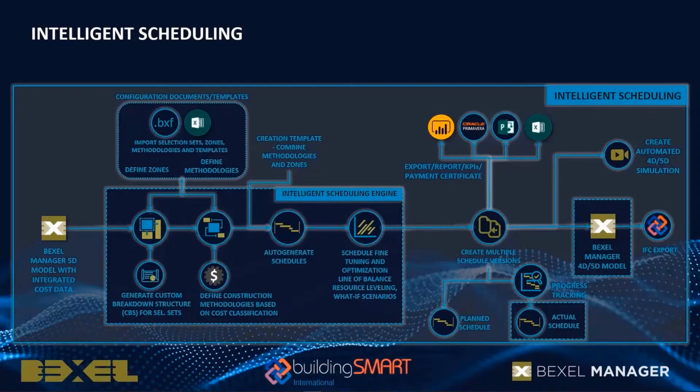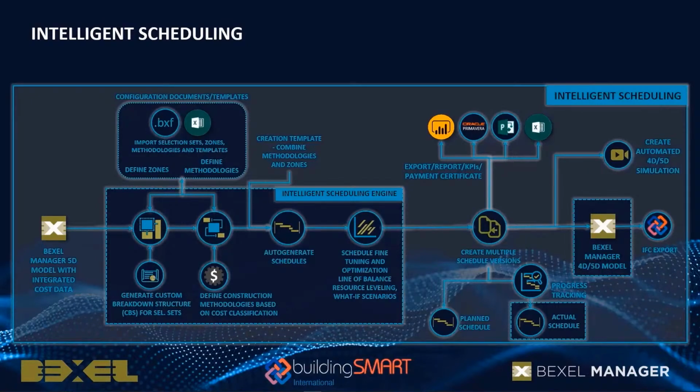So we have the ability to import a schedule from an outside source, from MS Project, from Primavera, and to link that schedule directly to the model elements using rules, or using just manual linking of the model elements via selection sets or by some properties. Or we have, again, an automated intelligent scheduling process that will allow us to generate a schedule automatically using what we call zones and methodologies. We will today go through this process and show how schedules can be created using it.